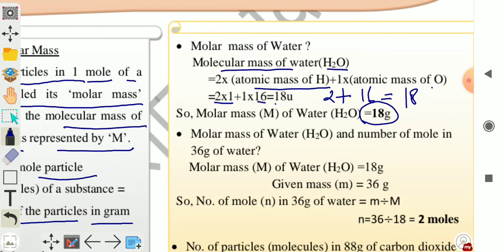Now, molar mass of water and number of moles in 36 gram of water. So 18 gram is equal to 1 mole. The molar mass of water is 18 gram and the mass given is 36 gram. So you have to find the number of moles present in 36 gram. So 36 divided by 18 is equal to 2 moles. So in 36 gram of water, 2 moles are present, and 1 mole is equal to 18 grams.